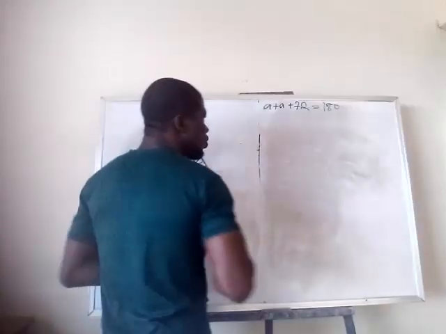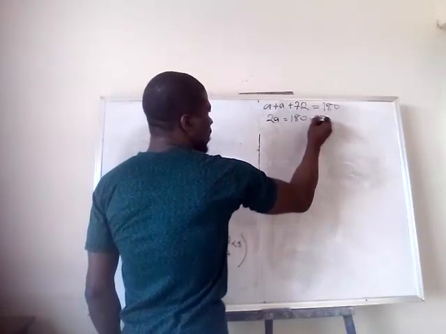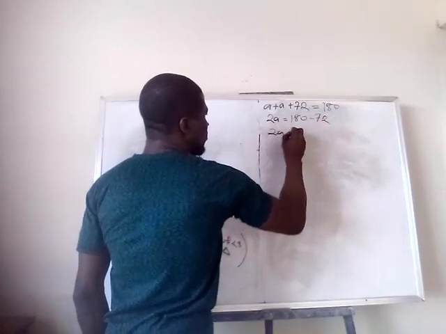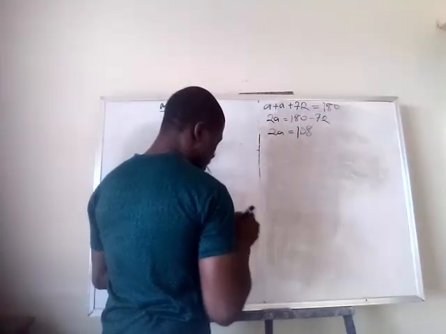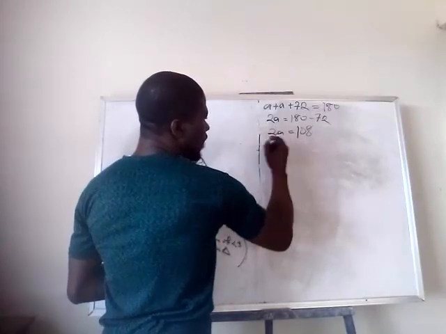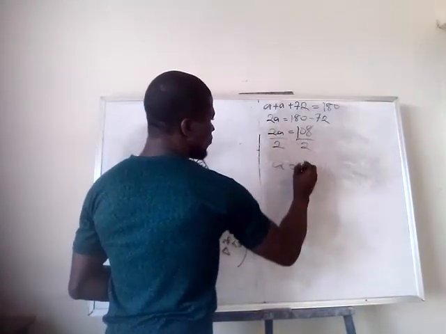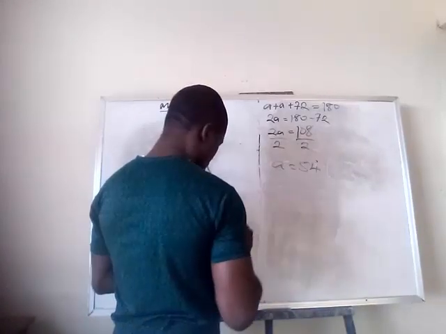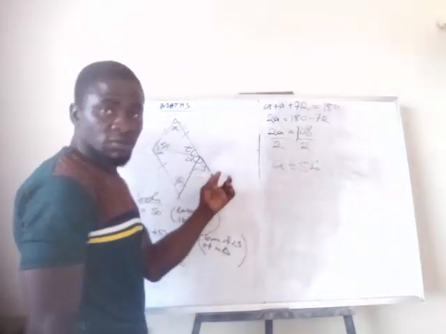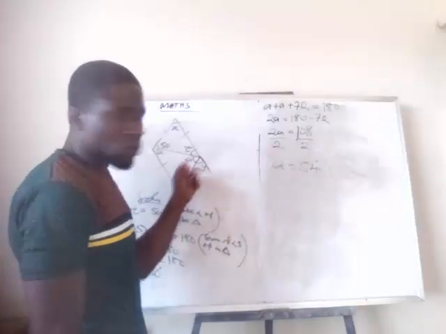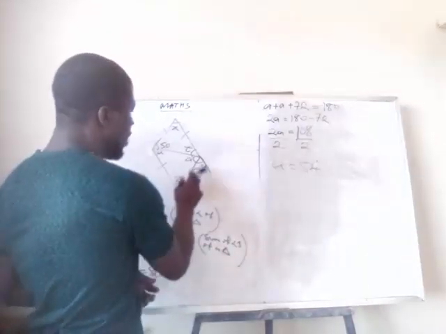So you have 2A is equal to, this we move to the other side, 180 minus 72. So 2A is equal to 108. Divide both sides by 2. When you divide both sides by 2, you have A to be equal to 54 degree. Just for you to know that this alternate is also equal. I'm just creating this, but ordinarily I'm done. Y is equal to 72.